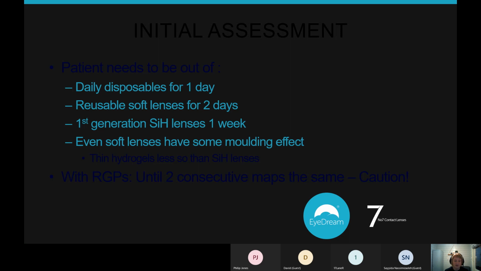If you have patients who are still in those early generation silicone hydrogels, so the Night and Day or the Pure Vision, the ones that really sit up like a bowl on your finger, they can have quite a significant moulding effect. So you want those patients out of those lenses for a week before you take the maps, and that will really improve the accuracy of your maps and therefore the accuracy of your custom-made lenses.